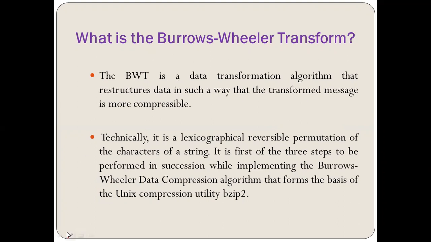The BWT is a data transformation algorithm that restructures data in such a way that the transformed message is more compressible. Whatever we are doing in data compression is all about compressing the data. When we see the technique of BWT, it helps us in transforming the message into a more compressible form. Technically, it is a lexicographical reversible permutation of the characters of a string.